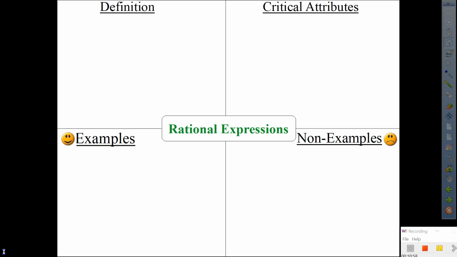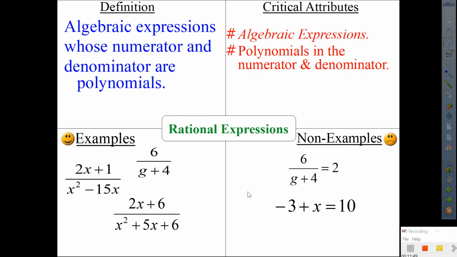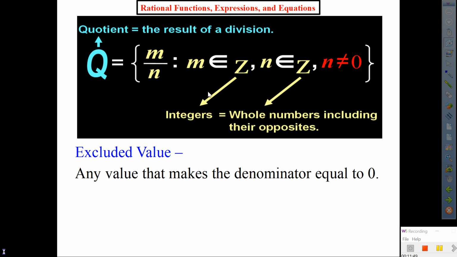All right, so this is what it looks like. Then I gave you a formal introduction to the definition of rationals, which is Q equals such that fractions of m over n, where m and n are integers, but the denominator cannot be 0. We call that the excluded value, yes?